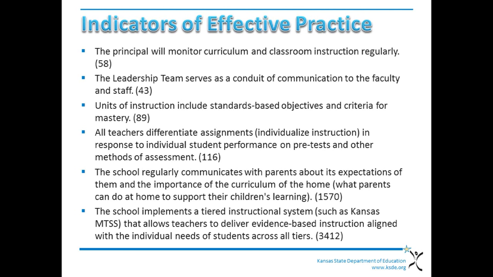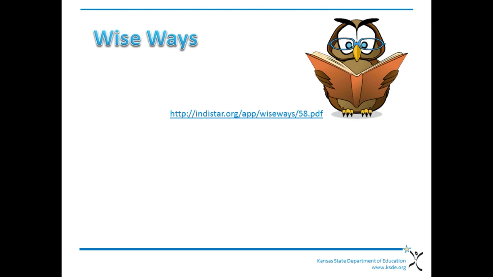The wise ways are the research behind the indicators that we've chosen. When we narrowed it down from 100 and some down to 54, we were looking at the things that you can do in your building that have the greatest impact, and those are the key indicators. But the wise ways go back and is the research behind why those are effective practices.